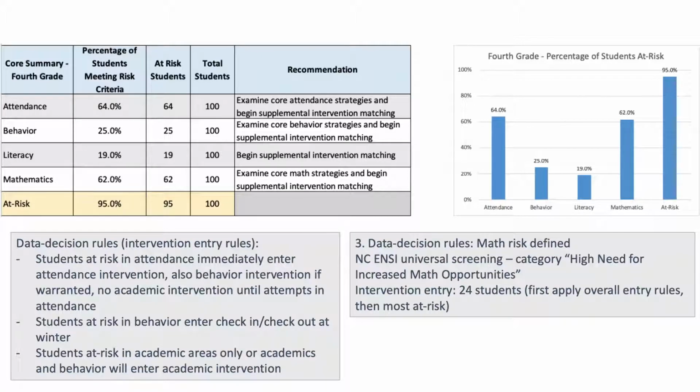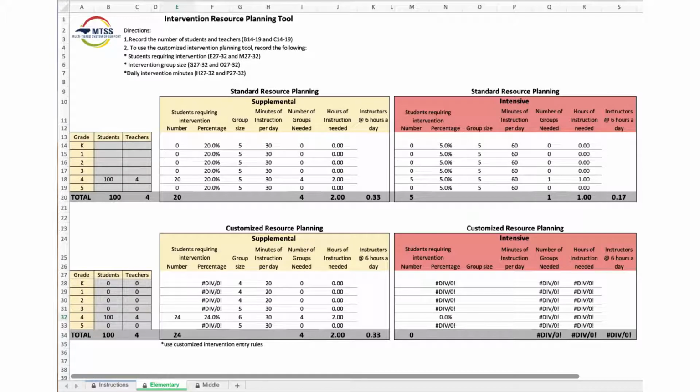So, then how did this team come up with 24 students as a number for math intervention? This team did some work with another tool that you have available to you, the Intervention Resource Planning tool. This tool helps schools and grade levels determine the number of students they can realistically support in an intervention system. What you see here is the elementary version of the Intervention Resource Planning tool. There are two sections to this tool.